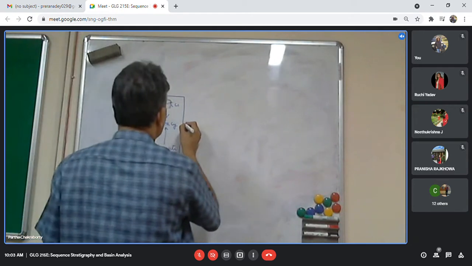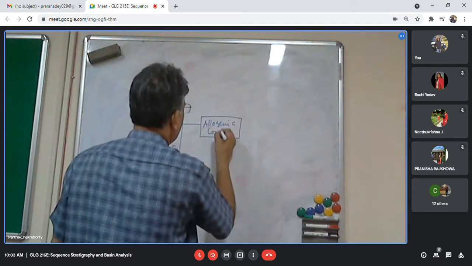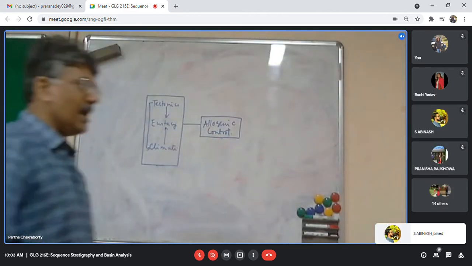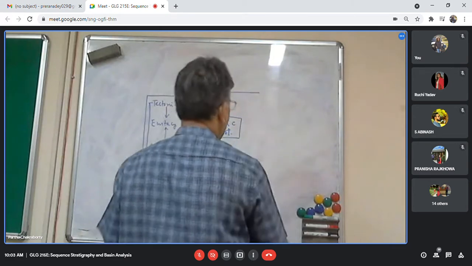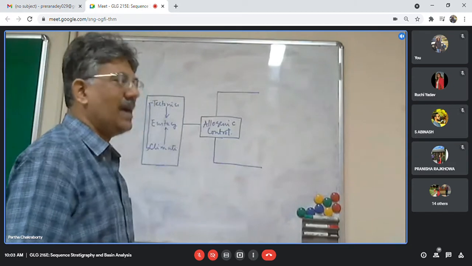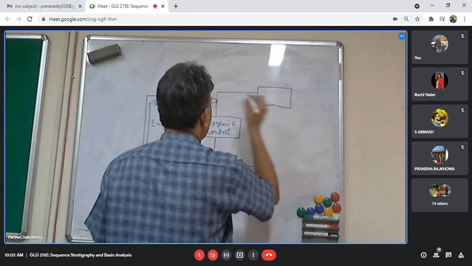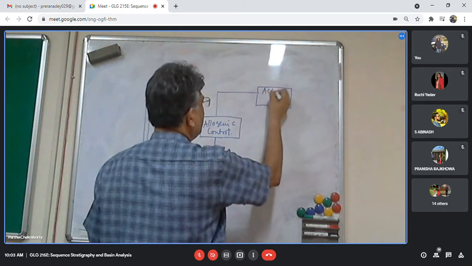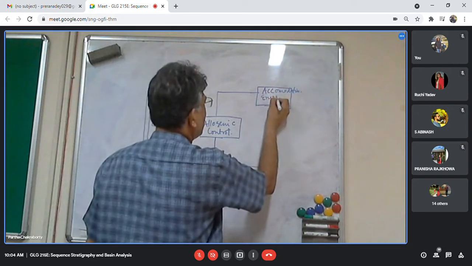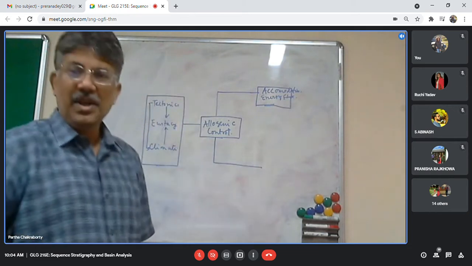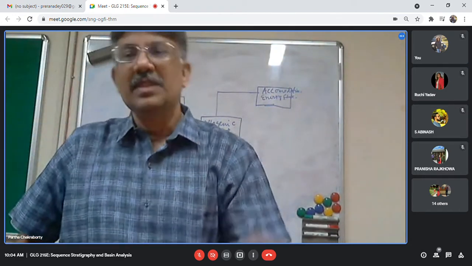Now these are all allogenic controls. This allogenic control leads to accommodation. Within this accommodation you have the energy flux. The accommodation which will be generated by these controls will be worked upon by the energy flux that is available in the basin itself.